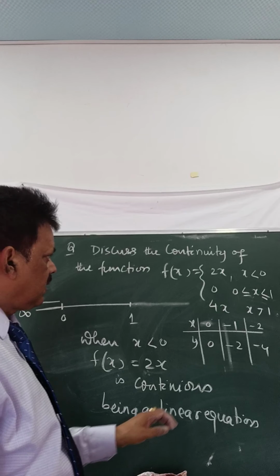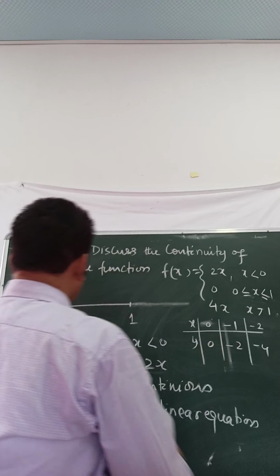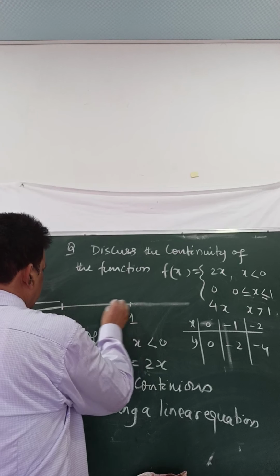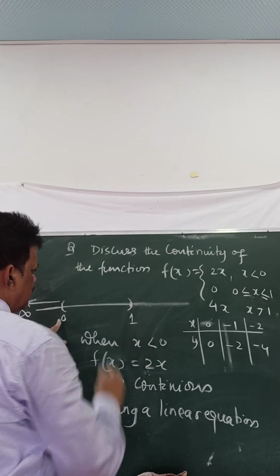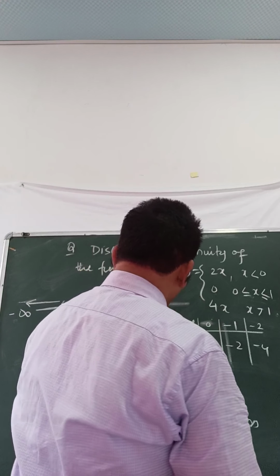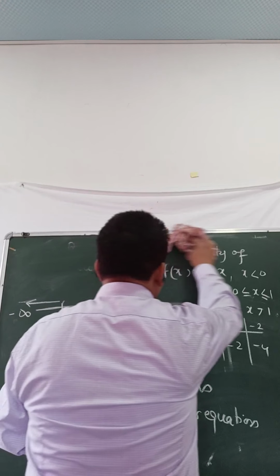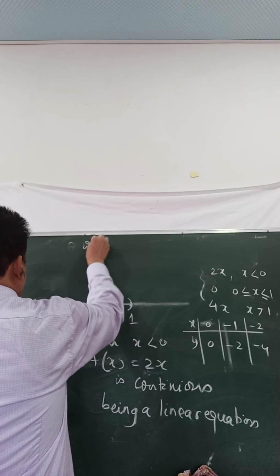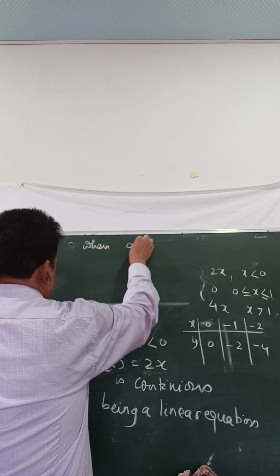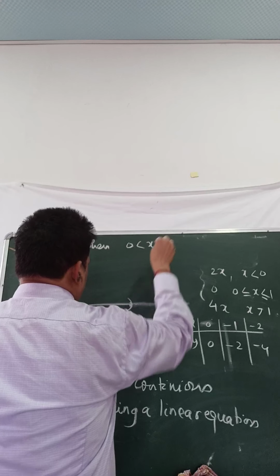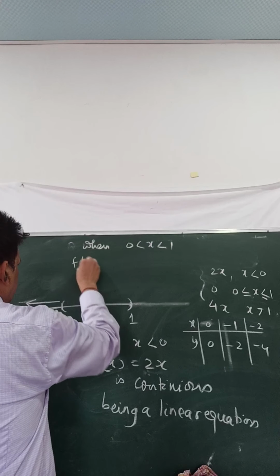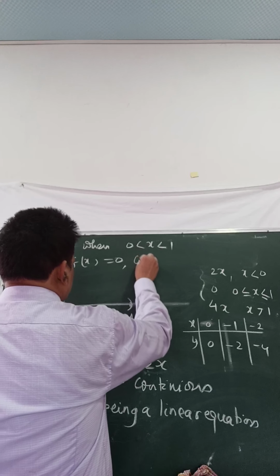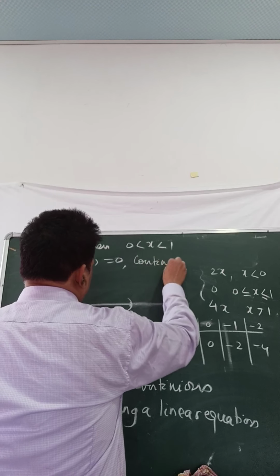Okay, then what else are you finding? Then between 0 and 1, what is the value? Now 0. So I can write, when x lies between 0 and 1, f(x) equals 0. 0 is taken as a linear number, a continuous function.